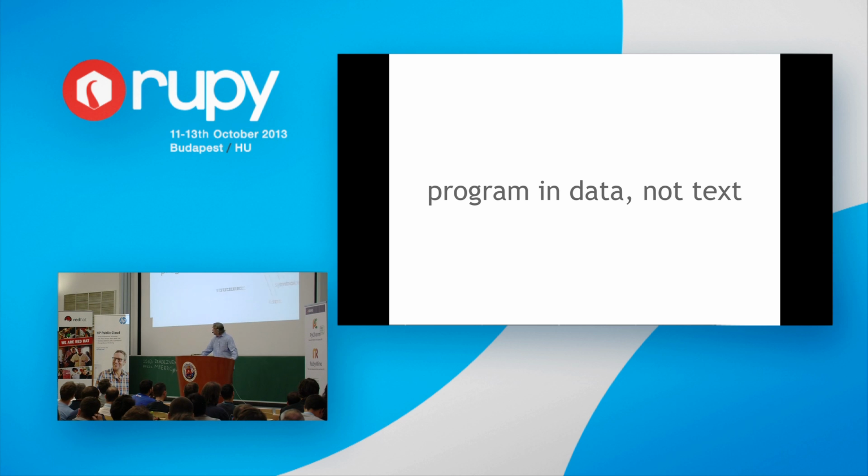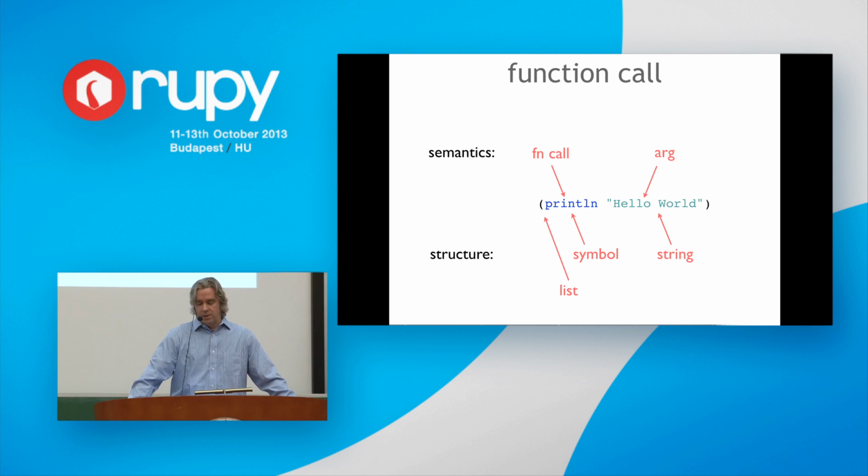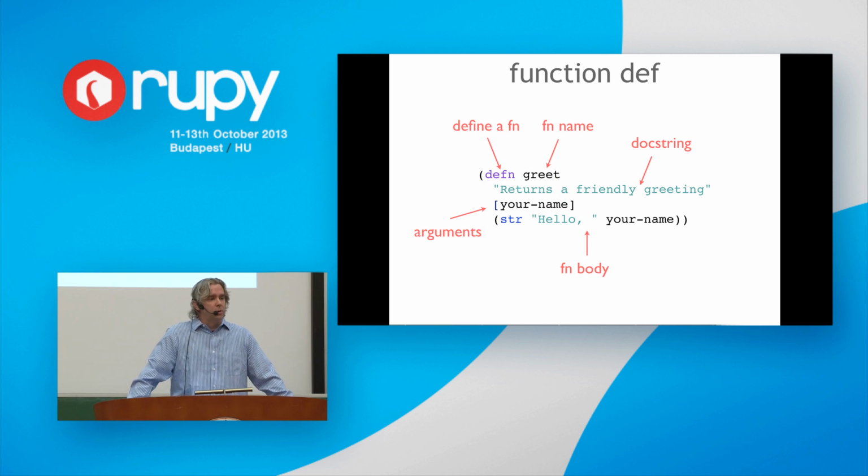Clojure as a programming language is written almost entirely in EDN and in the data structures that I just showed you. So hello world, if you consider it semantically, is a function call taking a single argument, the string hello world, and printing it out to the console. But structurally, it's just a list containing a symbol and a string. Everything in Clojure works this way.